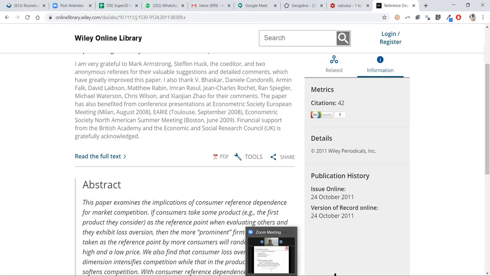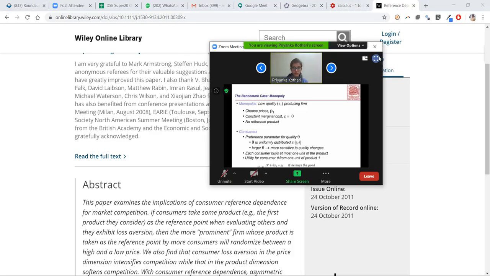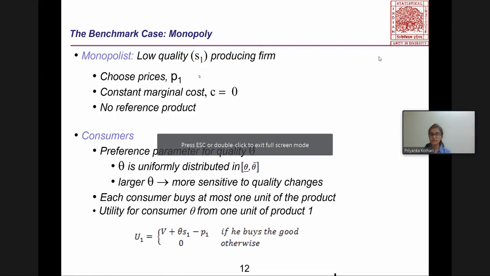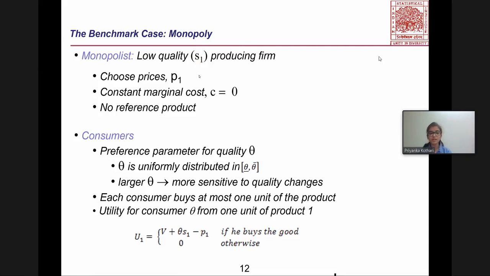So let us consider the benchmark case of monopoly. There's a monopolist who is producing a low quality product S1, and its objective is to choose prices such that profits are maximized. We assume that there is a constant marginal cost, and for simplicity we assume it is zero, and there is no reference product by definition.